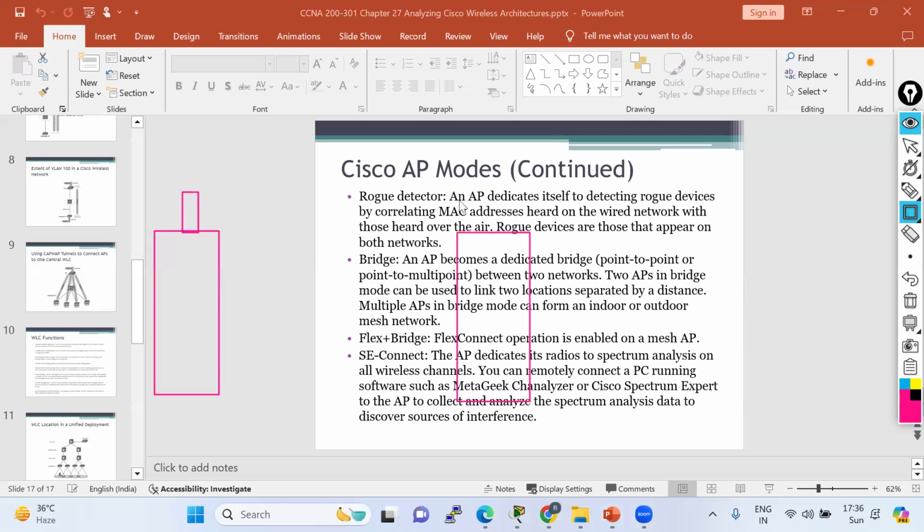So I can deploy one AP here, one AP here. It is going to broadcast the signals from here. It is going to receive from here. That is going to act as a bridge mode. It can be point to point.